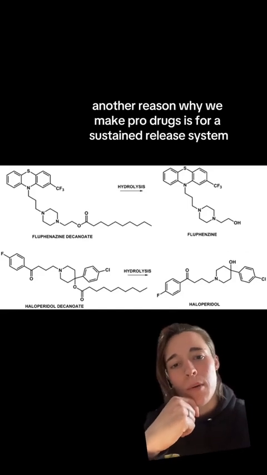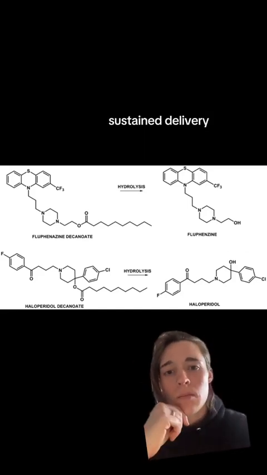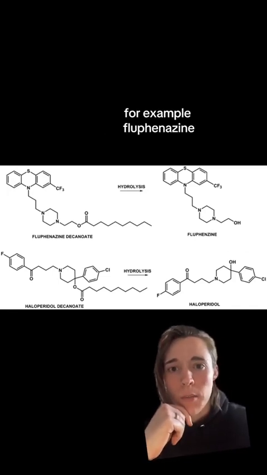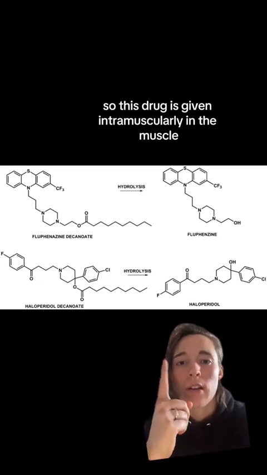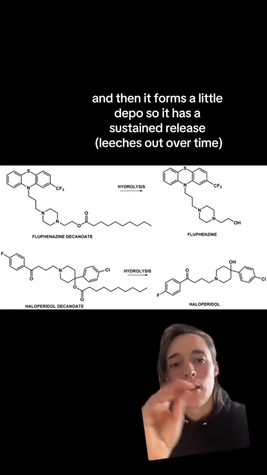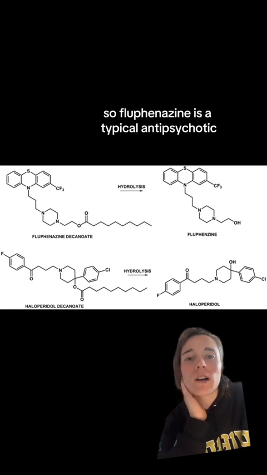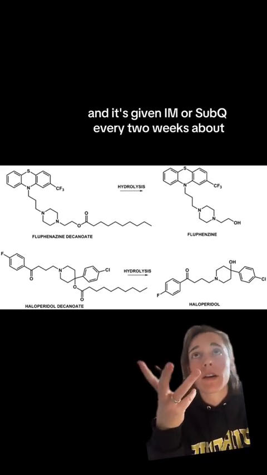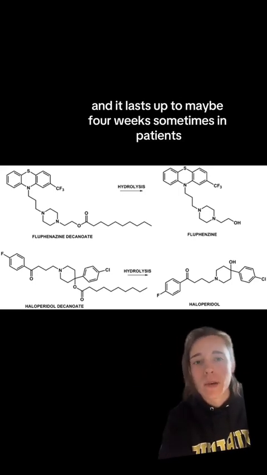Another reason why we make prodrugs is for a sustained release system, sustained delivery. So by adding a bunch of lipophilic groups on a drug, for example fluphenazine, we increase the duration of action. This drug is given intramuscularly in the muscle, and then it forms a little depot, so it has a sustained release. Fluphenazine is a typical antipsychotic, aka a first-generation antipsychotic, and it's given IM or sub-Q every 2 weeks and it lasts up to maybe 4 weeks sometimes in patients.